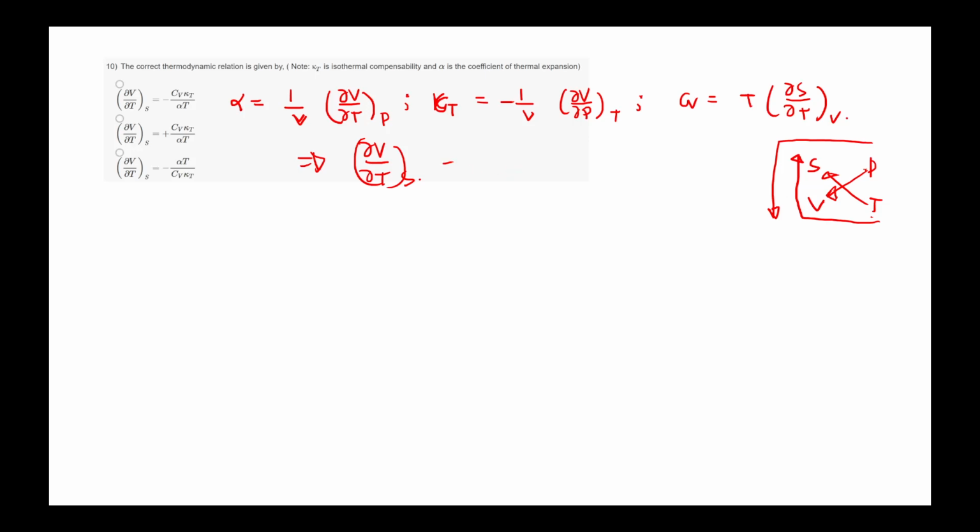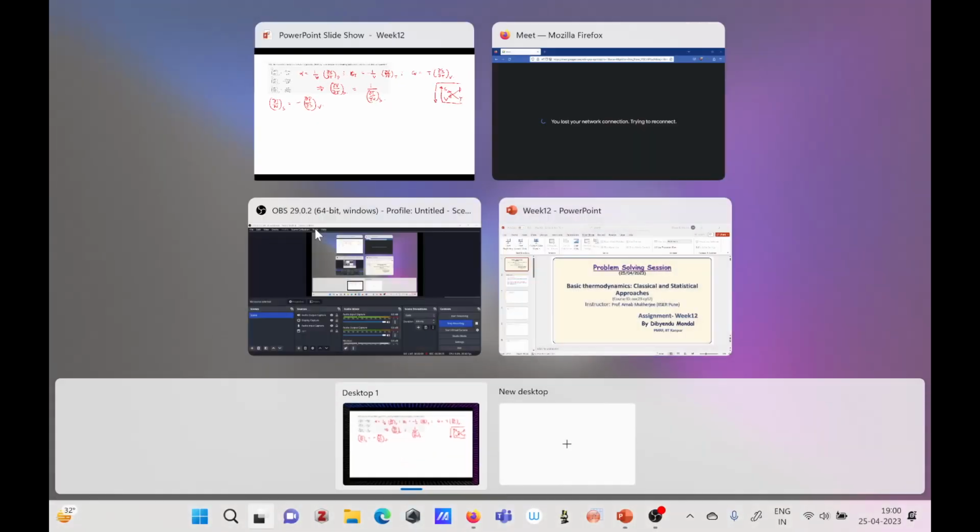So del V del T at constant S will be 1 by del T del V at constant S, right? We can write it, right? So del T del V at constant S is equal to minus del P del S at constant V. This formula is useful. Now use the Jacobian chain rule and solve it.